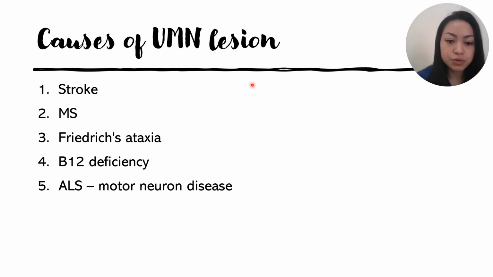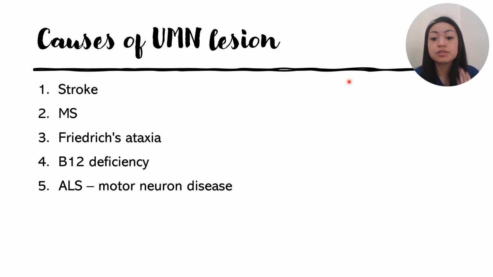Okay, so now let's talk about the causes of an upper motor neuron lesion. So remember, the upper motor neuron lesions are your corticospinal and your corticobulbar tracts. So damage from the motor cortex to the bulbar region of the brainstem or the anterior gray horn of the spinal cord would count as an upper motor neuron lesion.